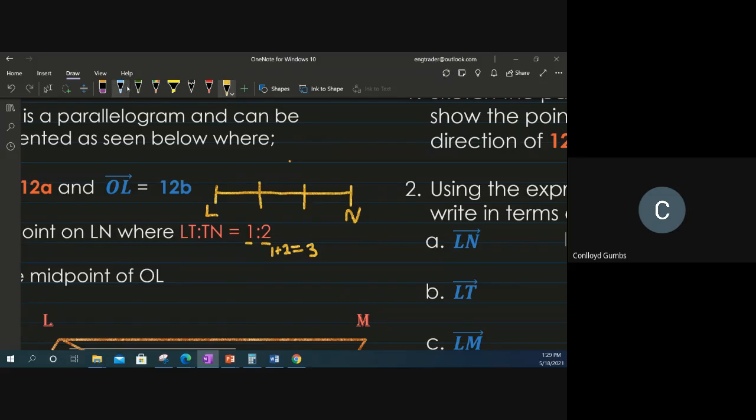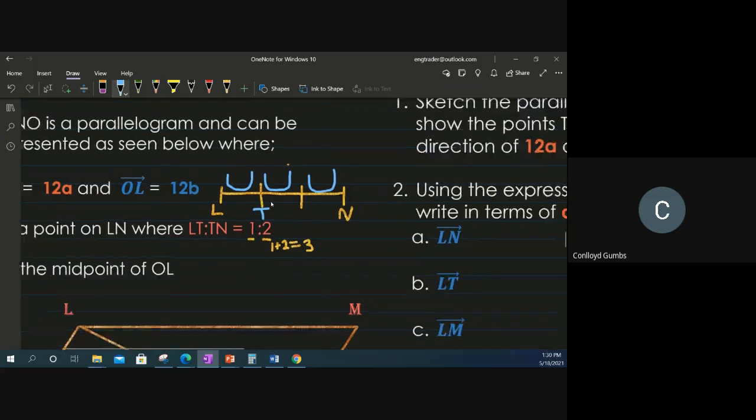Now I'm going to pretend that we have chairs on this bracket here. We have 3 chairs. Based on this statement, LT represents 1 chair and TN represents 2 chairs. So I need to drop the T where that makes sense. If I drop the T here, L to T has 1 chair and T to N has 2 chairs. So that is correct.